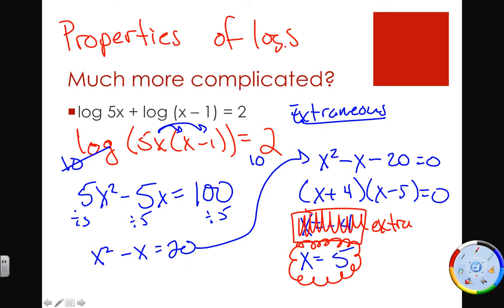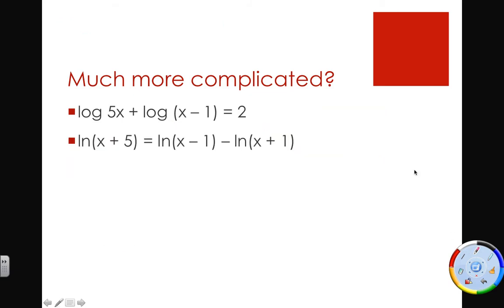Okay, so when you start using your properties, you've noticed I've checked almost every single answer so far. I just checked to make sure you're doing them right. So when you start using your properties, you might end up with some extra answers. So in this case, 5 is the only answer. Negative 4 is extraneous. A couple more examples here, and I'll let you guys go.